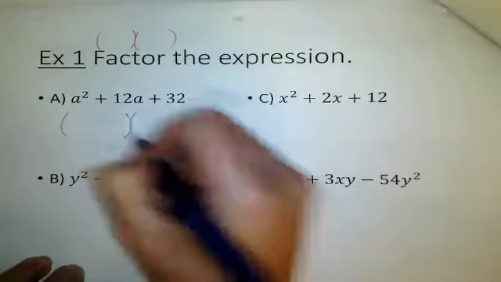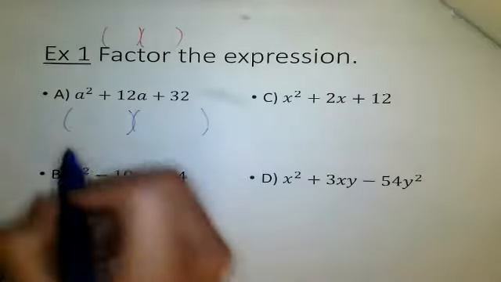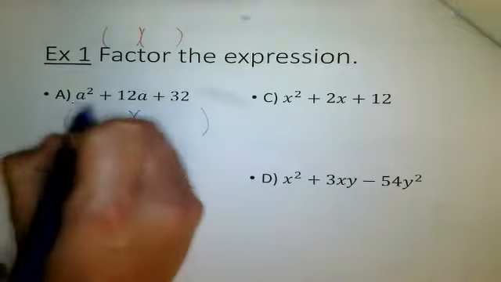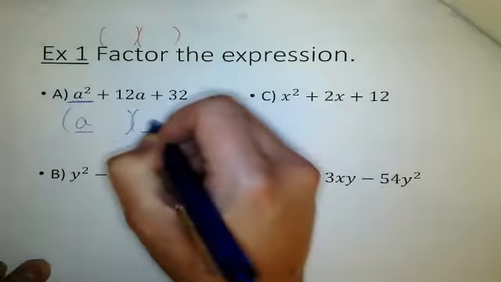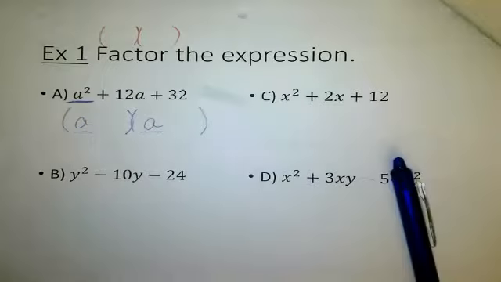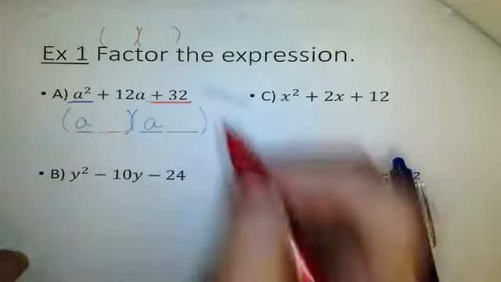And I'm going to say you want to set up your structure. Set up your double bubble. And then simply ask yourself your unfoiling. So first times first has to be the first thing. What times what is a squared? A times a. And then last times last has to be positive 32.